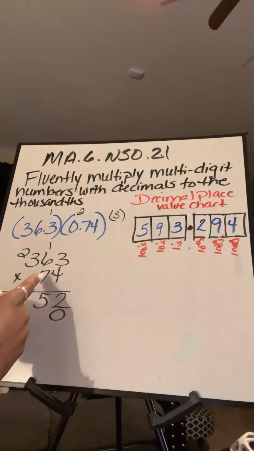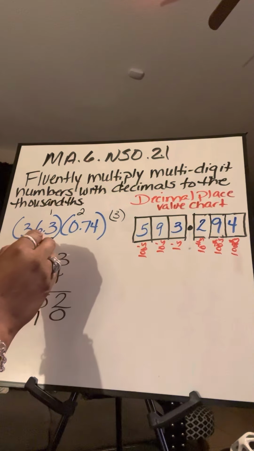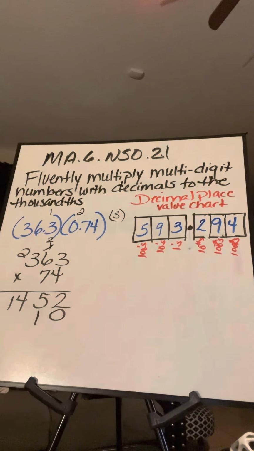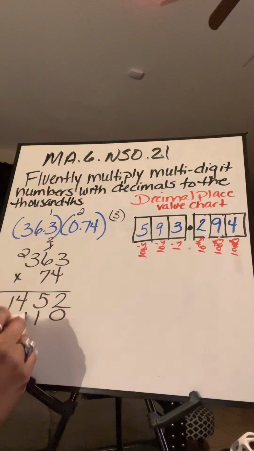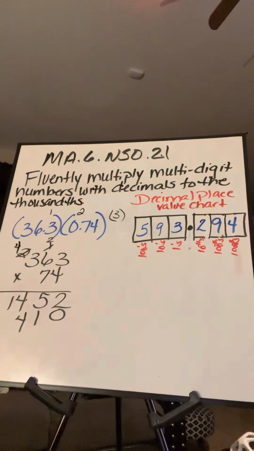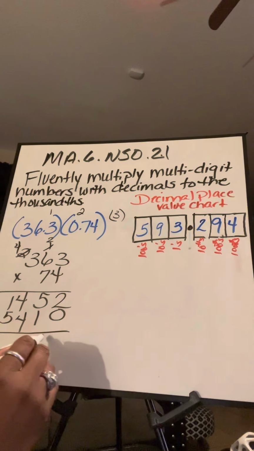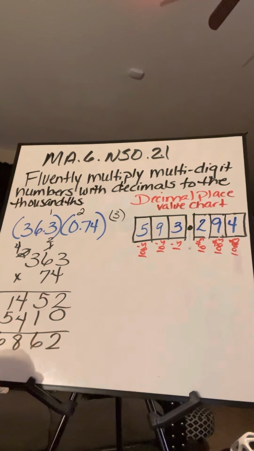So 7 times 3 is 21. I keep the 1. I've already used that, so I'm going to cross that out so I can put the 2, not to confuse me. Now 7 times 6 is 42. 43, 44. I keep the 4. I cross that out. I'm going to put a 4. 7 times 3 is 21. Plus 4 is 25. So now I'm going to write my 25. And then I'm going to add 2, 6, 8, 6, 2.